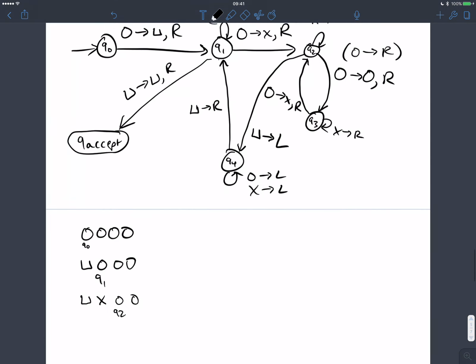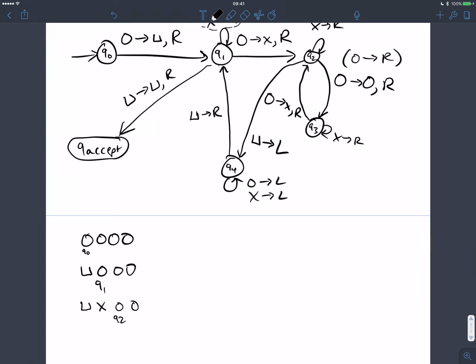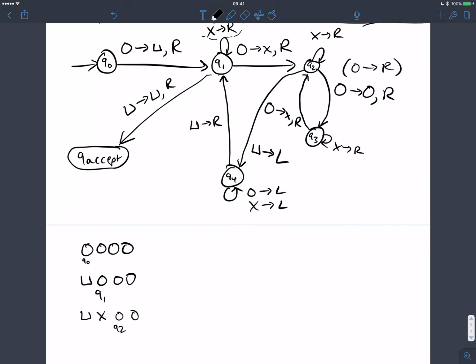So it's up to us to come up with the logic to figure out, obviously. The machine doesn't care, it's not actually counting the number of zeros. It's totally blind. It's a completely dumb machine. It's just reading and writing stuff on the tape and changing states, just like a DFA.